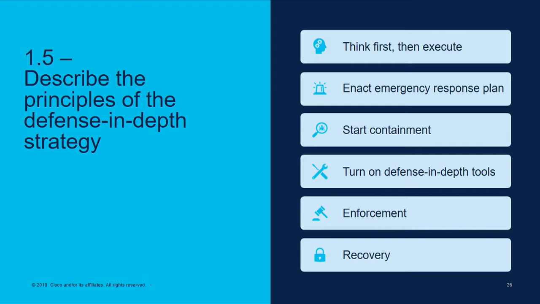So this is the situation a cyber ops professional might find themselves in, where they don't have much they can do except pick up the phone. There are a number of things that need to be thought through, and it should be part of the emergency plan. And then turn on defense in depth tools. Those should have been turned on before the event, obviously. But if you don't have them on, you need to get them on. That means visibility, things that can do enforcement in the environment, and put controls in place so that you can actually start to stop the bleeding in the environment.